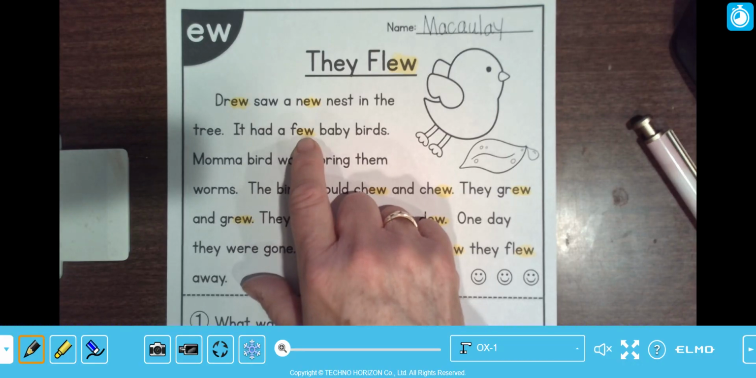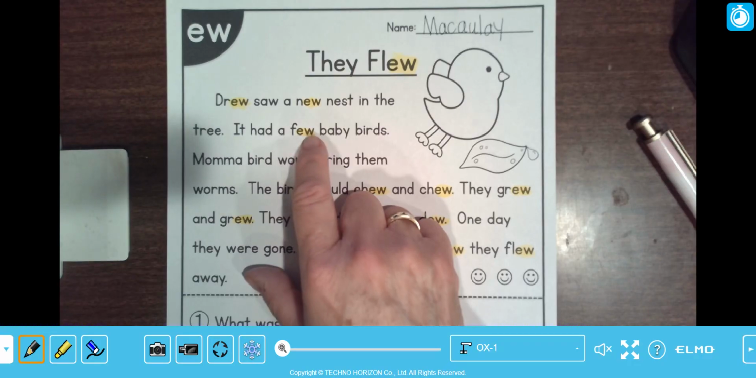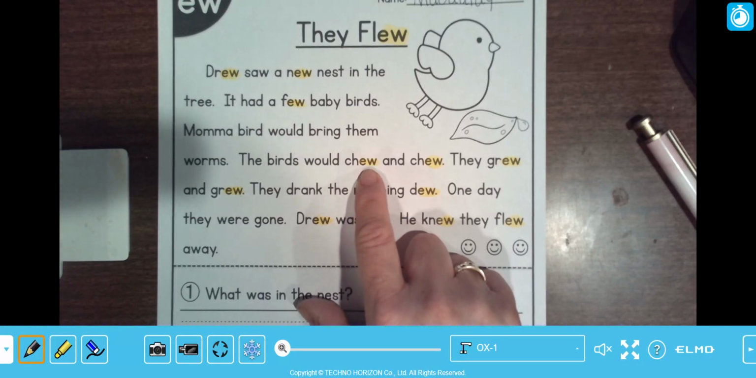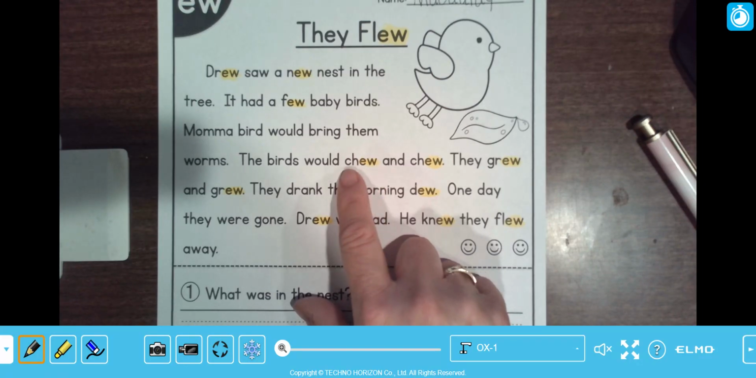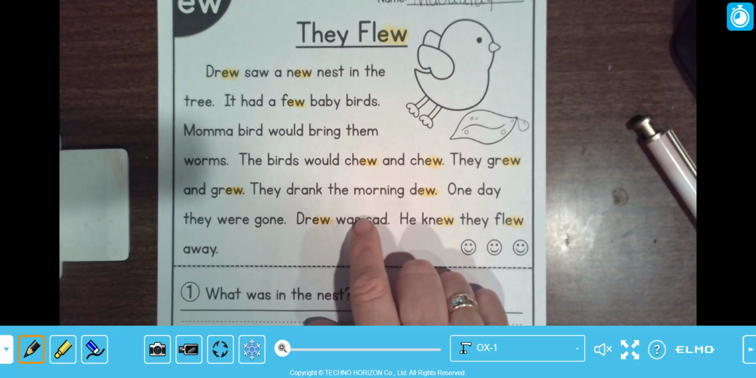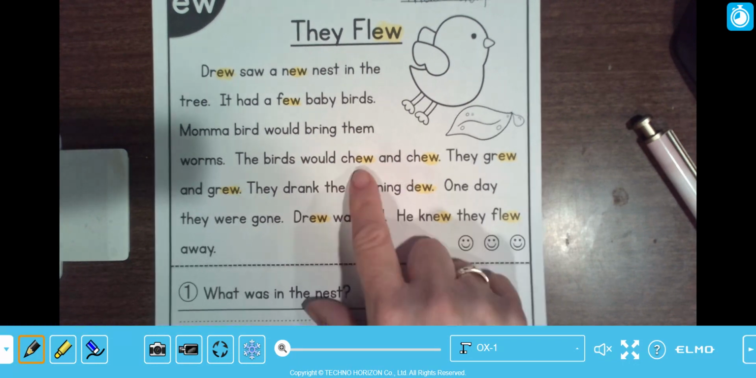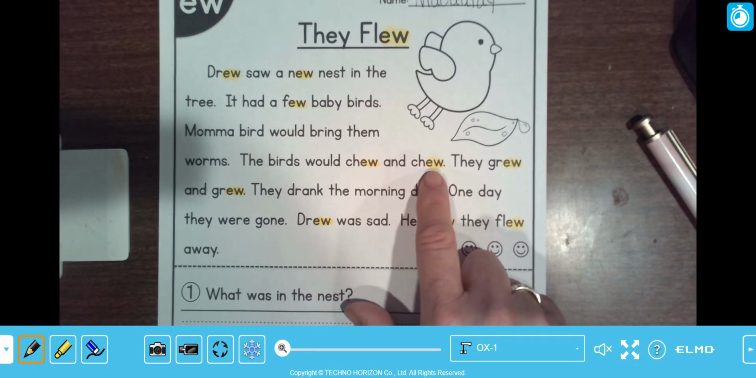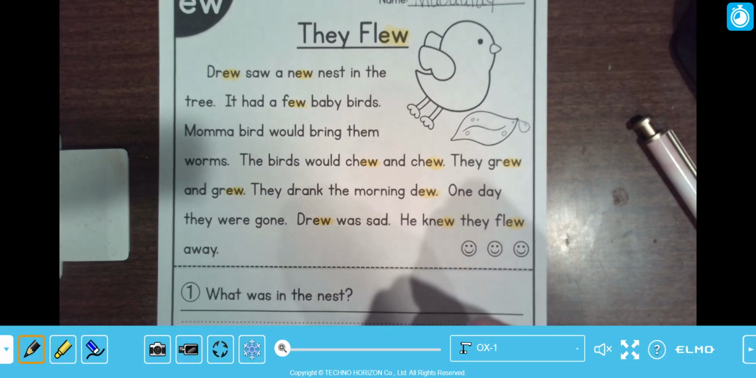What sound does the EW make? Ew. So let's read it. F, oo. What's the word? Few. Very good. Okay. What sound does the EW make? Ew. Okay, let's read it. Ch, oo. What's the word? Chew. Yes. Okay. What sound does the EW make? Ew. Let's read it. Ch, oo. What's the word?